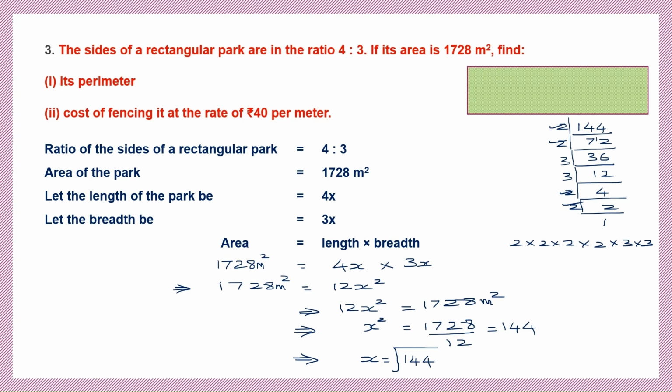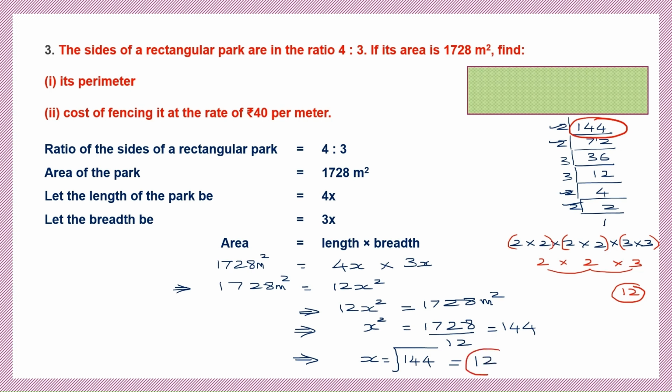Now put them in pairs. Remember, we are finding the square root with the prime factor method. So we are putting them in pairs of 2 each. Now take 1 from each. So from here I'm taking 2 into 2 into 3. 2 twos are 4, 4 threes are 12. So the square root of 144 is 12. So here we have found the value of x. X is equal to 12.